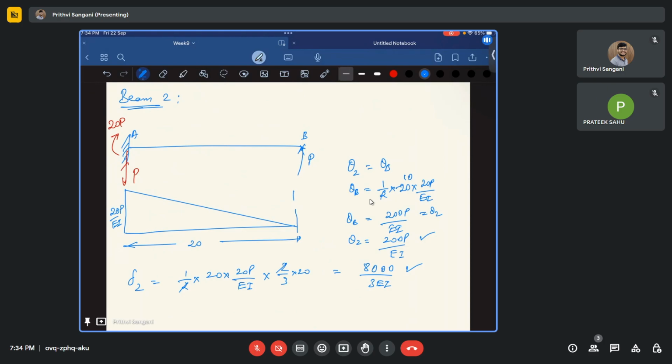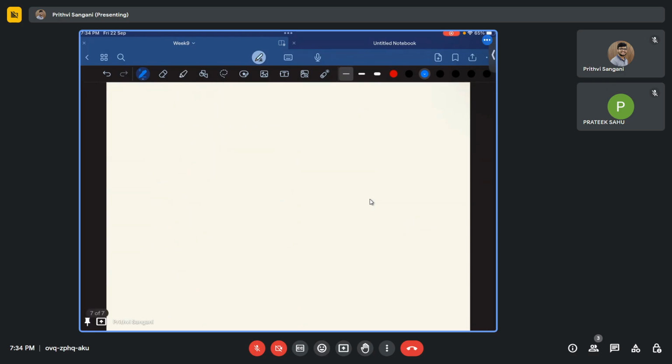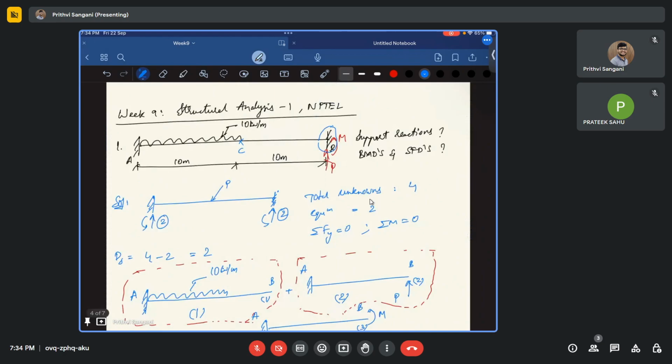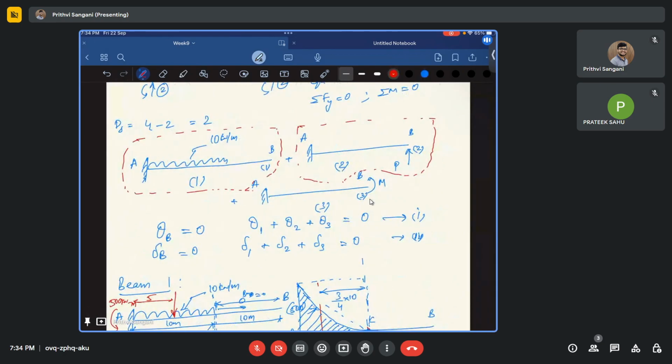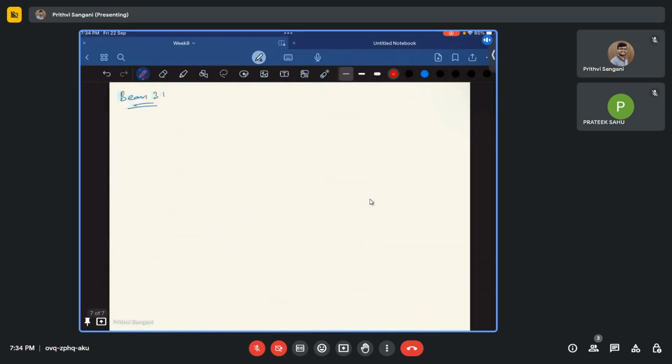So we have obtained theta 2 and delta 2. Now what's our next target? Our next target is to find these for beam 3. So this is my beam 3. Beam 3 is a cantilever with a moment M at the end. So we have a cantilever beam with moment M acting.